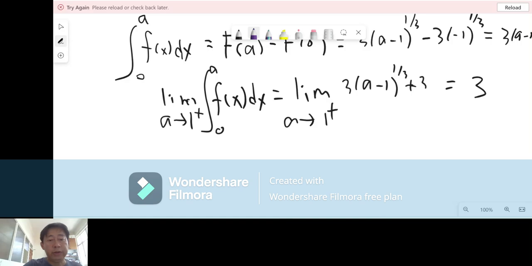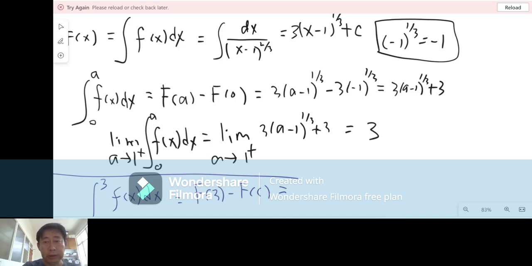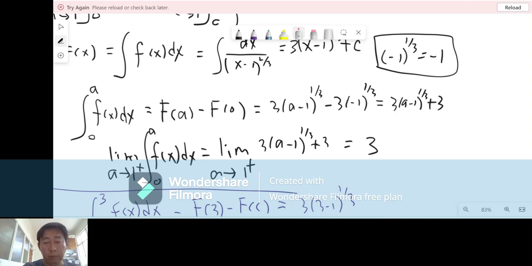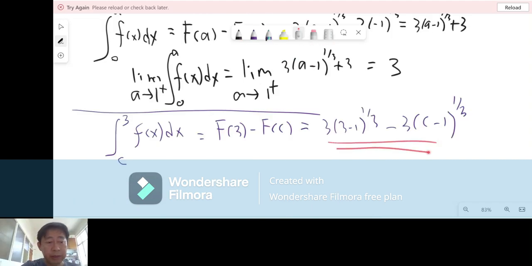1. We then look at the integration on the right-hand side of x equals 1. The integration is from c to 3, and this is just the function f evaluated at 3 minus f evaluated at c. So f at 3 is simply 3 times (3 minus 1) to the power of 1/3, where we are replacing x equals 3 in this expression. F at c is simply this expression with x replaced by c. So this gives us the integration on the right-hand side of the area.